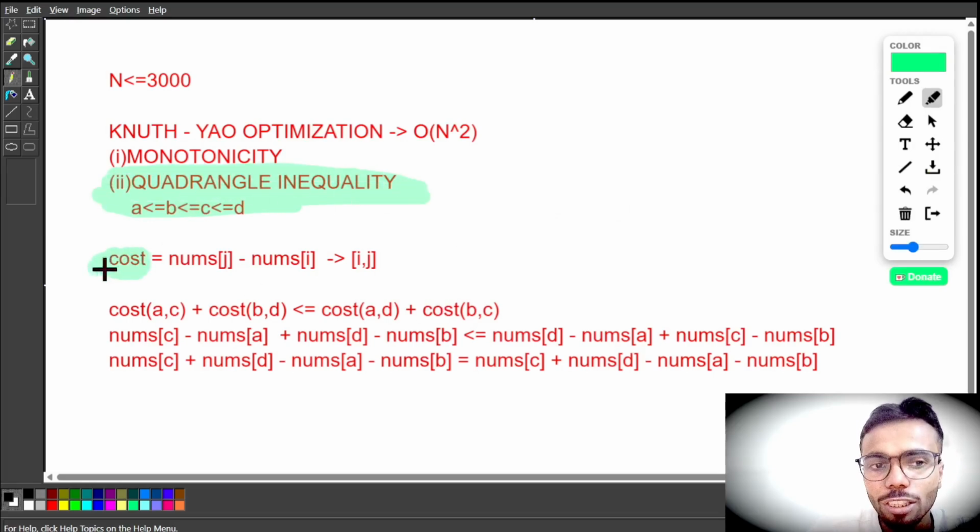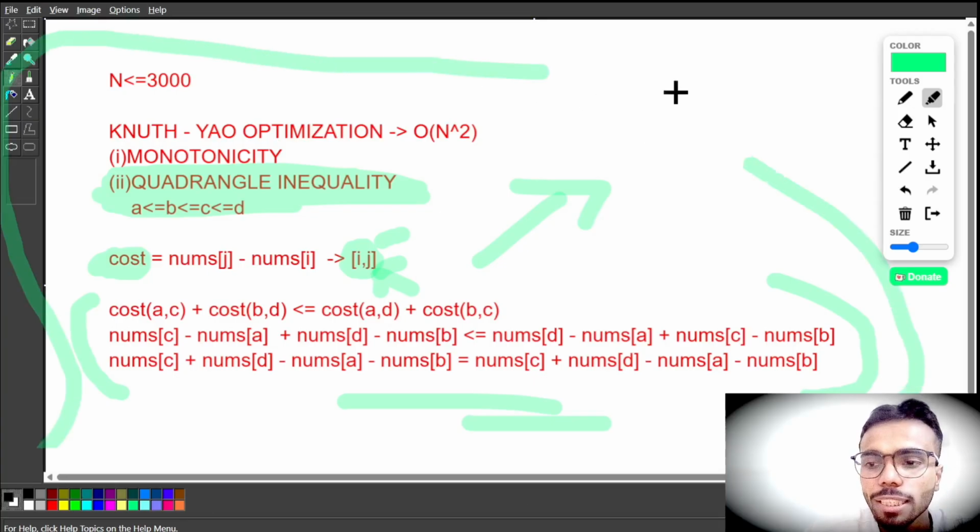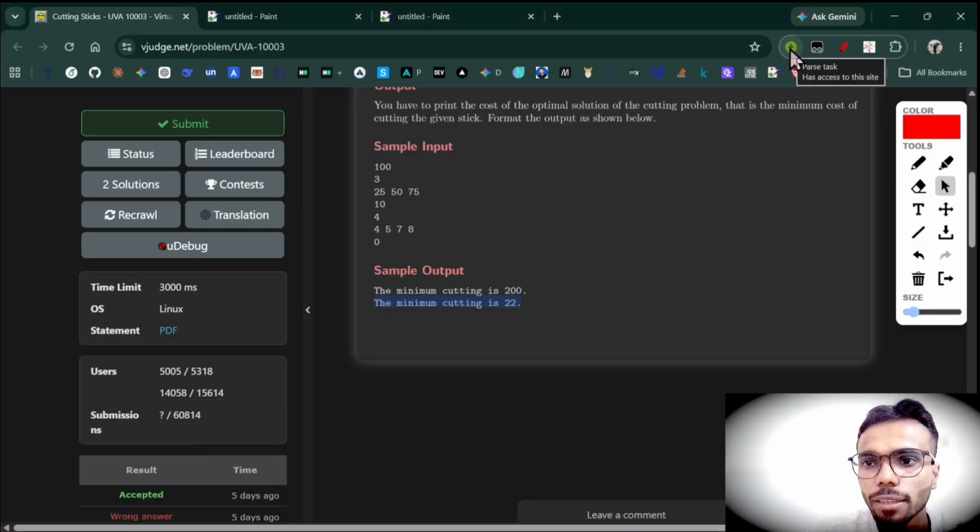That is a usual trick, guys. We just check whether the cost function depends on the outer endpoints of the interval. If it just depends on this, the quadrangle inequality is usually found to hold, so I do not need to check it further. So I just check it and say that yes, Knuth-Yao optimization is applicable here also. Now it's just a simple implementation of it, so let's come to the implementation.